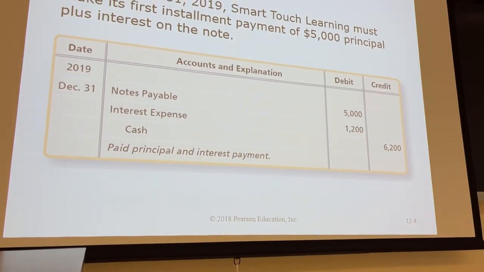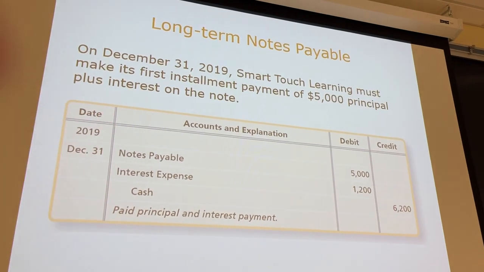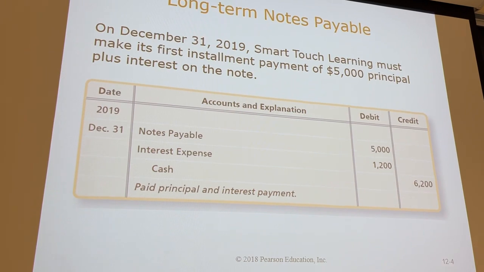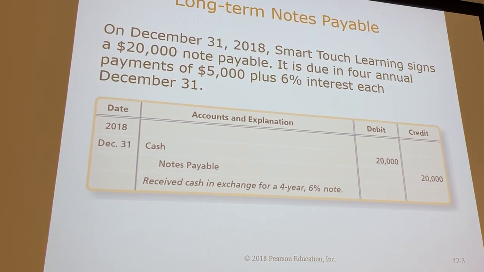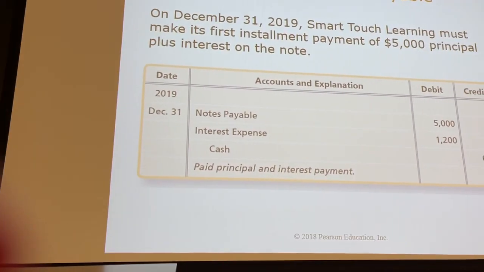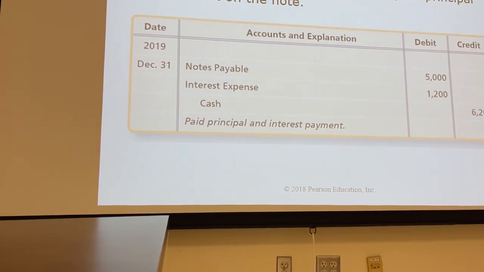We will debit notes payable for the principal part of the payment. We will debit interest expense for the interest part of the payment, which would be calculated as 6% of the $20,000. In other words, $1,200. And we will credit cash for the combined amount of the principal and the interest that is due on that date. We'll also do a similar problem to that when we do the practice problems.